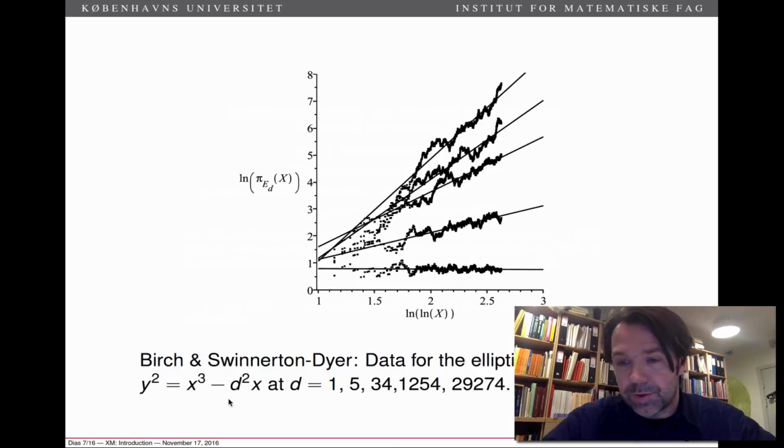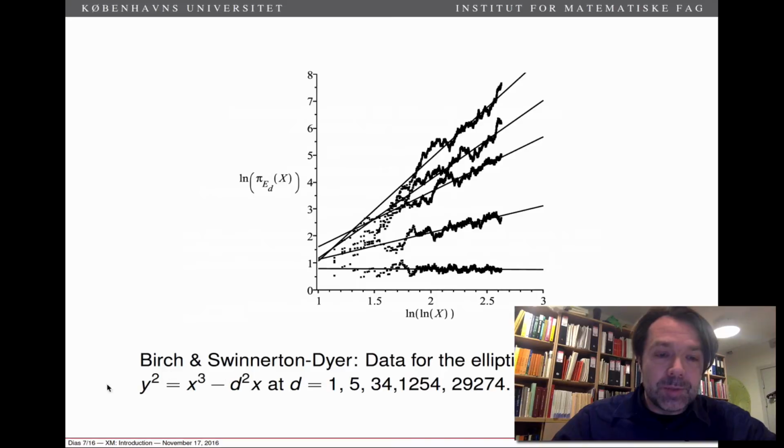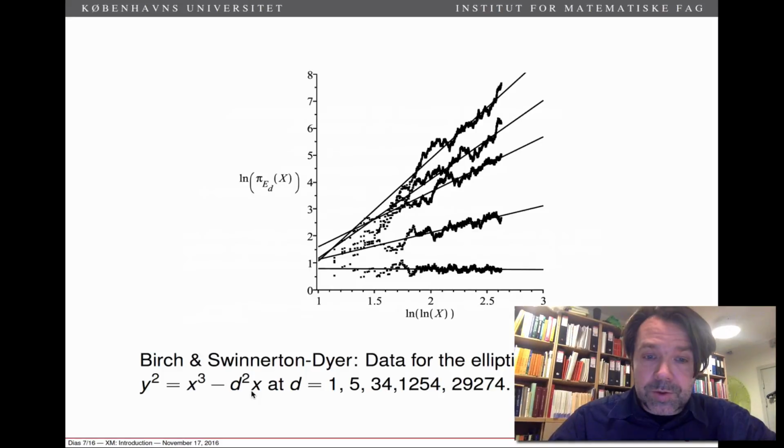It has to do with a certain group that describes the rational points on the elliptic curve, that is, solutions to this equation where y and x are rational numbers. So this rank is well known to be a very important property of an elliptic curve, but it's also well known to be quite difficult to compute.